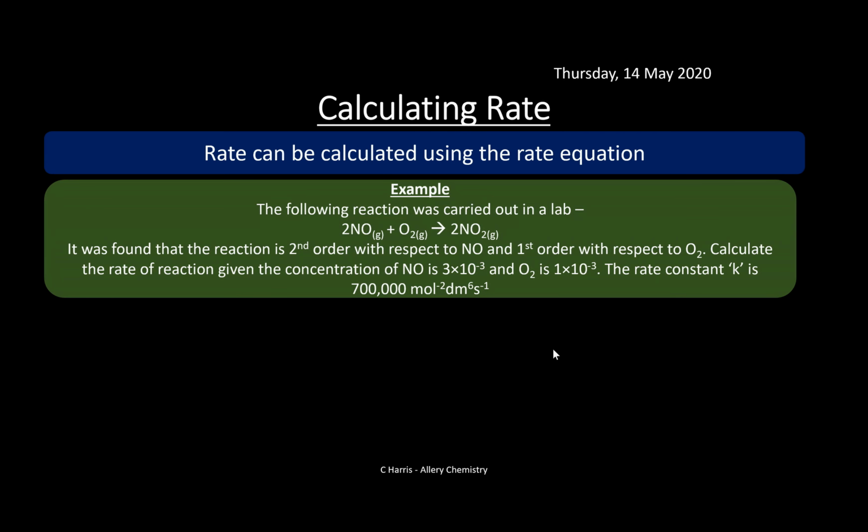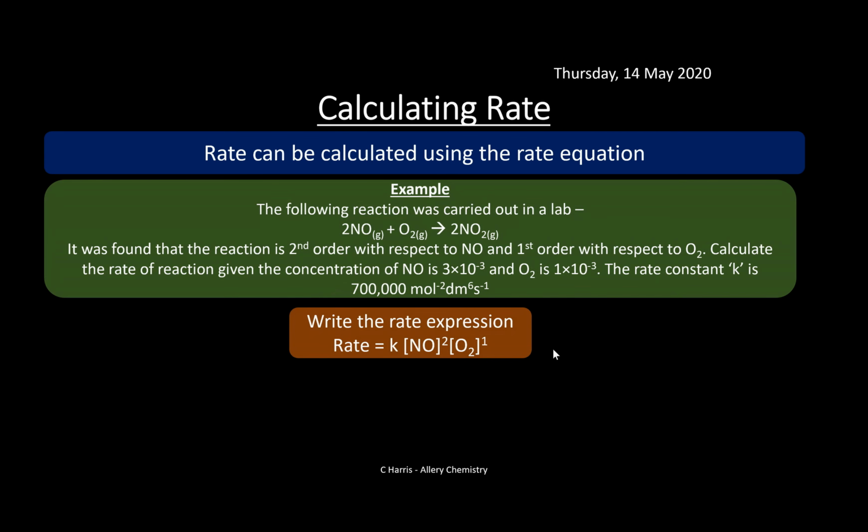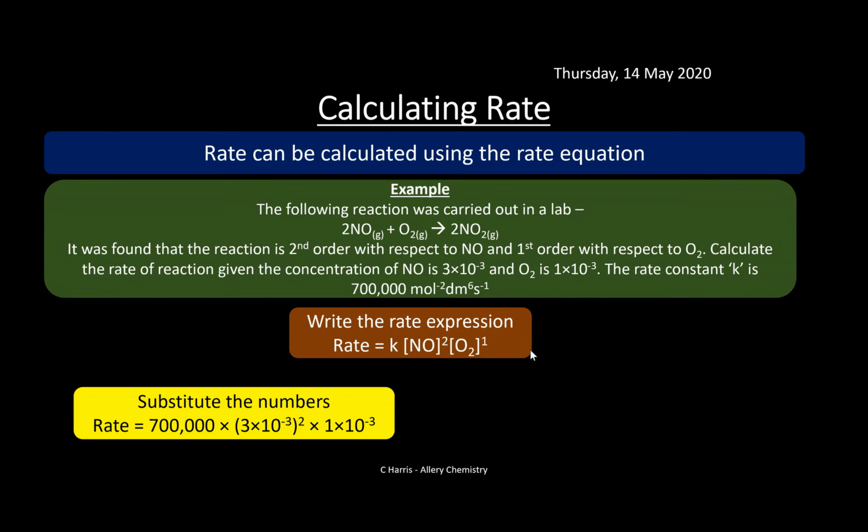Okay, so we've got a lot of information there. Remember, we're going to be using our rate equation to work this out. So write the rate expression first. The rate equals K [NO]² [O2]¹. We've taken these elements because we know what orders they are, second and first order, and we've written our rate expression showing these different substances. The squared bit is the concentration of NO, and then O2 has a power of 1. Normally we don't put the power of 1 in there, it's just to show you that this is first order. So normally you just get rid of the 1 and you're just left with O2.